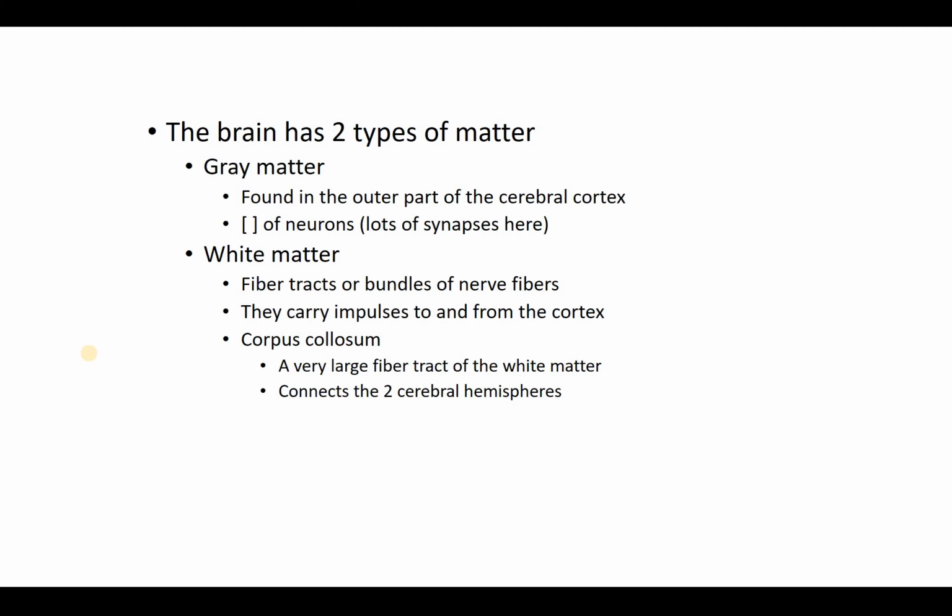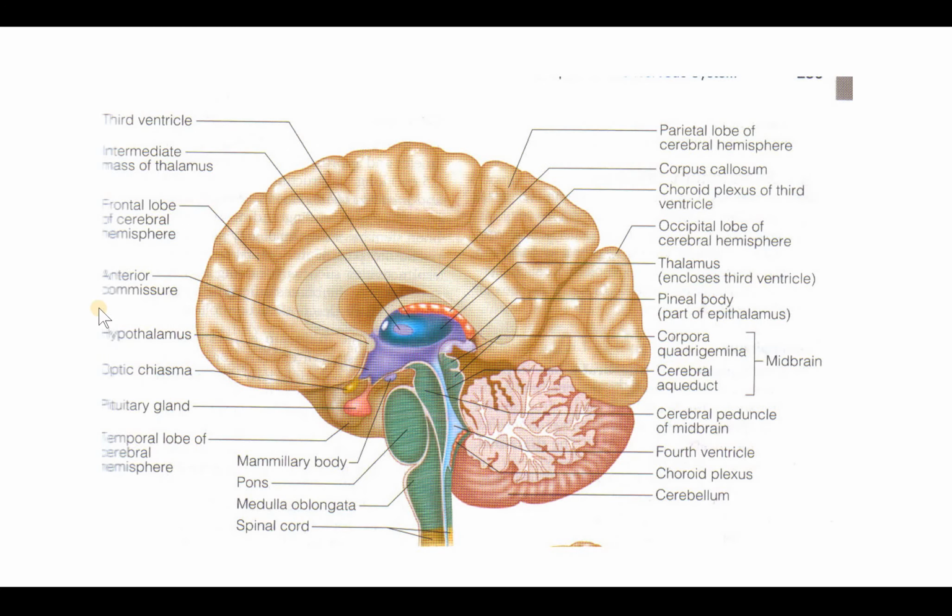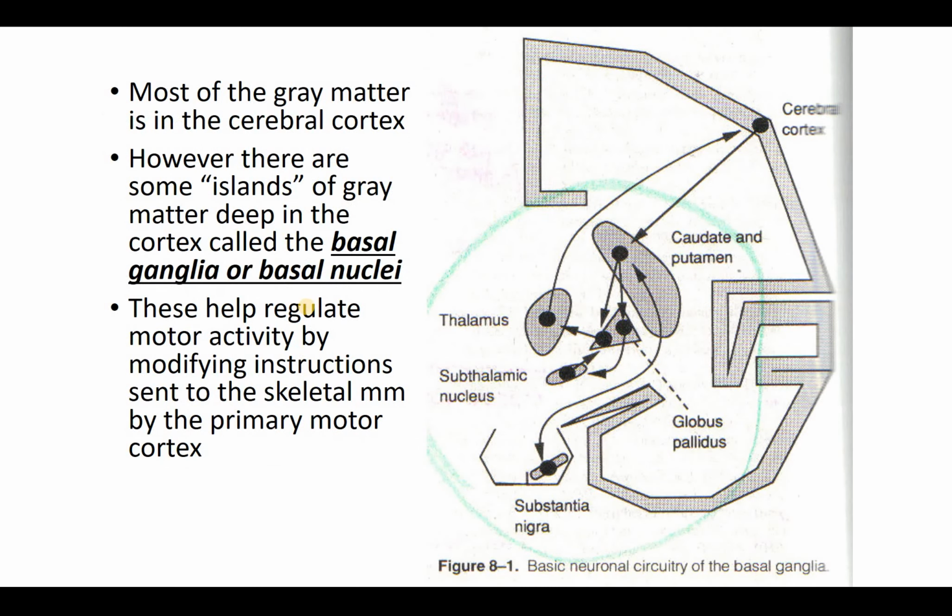The corpus callosum is a bundle of white matter, and they are fiber tracts that connect hemisphere to hemisphere. Okay, that's the corpus callosum. We're seeing a cross section of it here. And then here is the outer cortex of the brain, so this is gray matter. And then you're seeing the islands of gray matter inside, that's the basal ganglia.